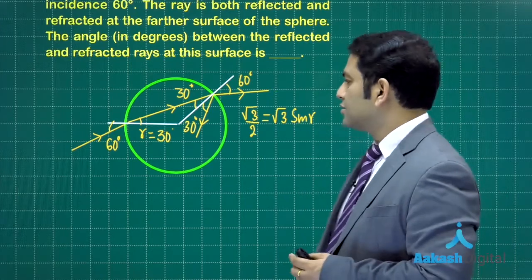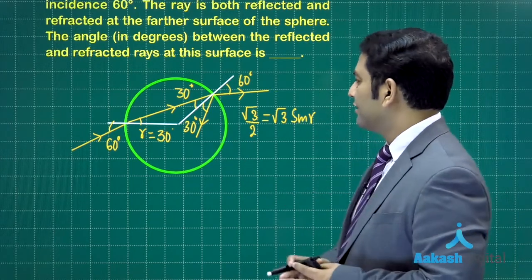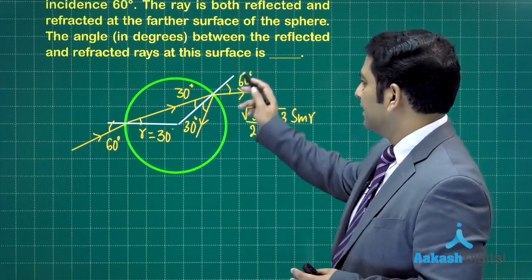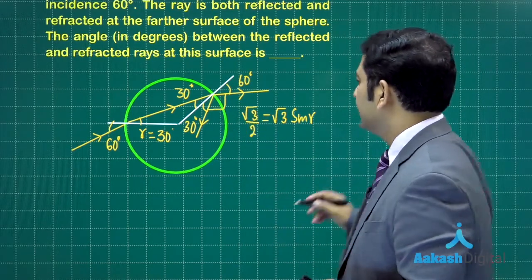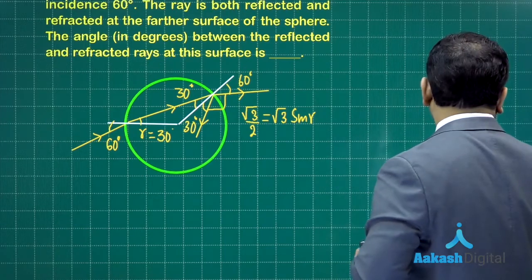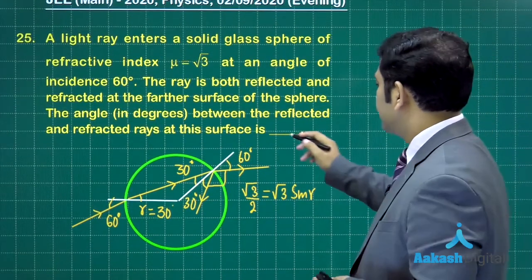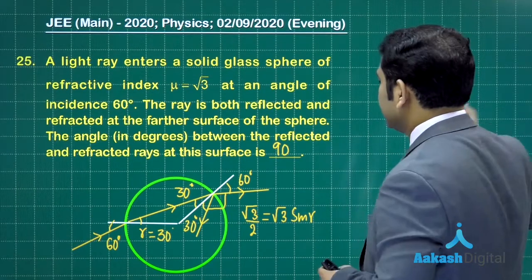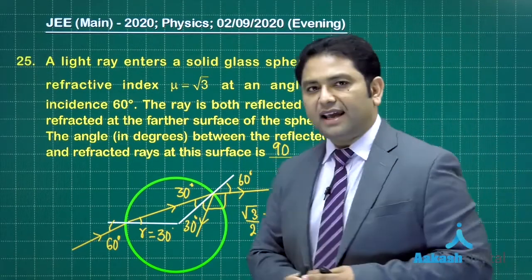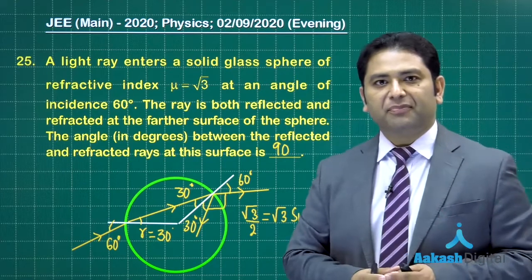So we need to compute the angle between reflected and refracted. So that's 180 minus the two angles. So this angle is going to be 90 degree. And that's what our answer is going to be. The angle would be 90 between the final refracted ray and the reflected ray.